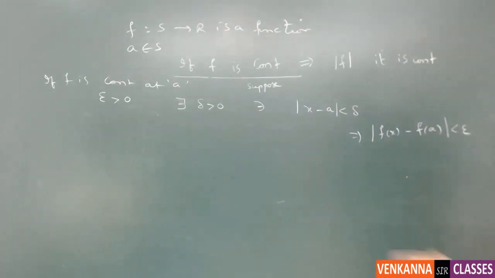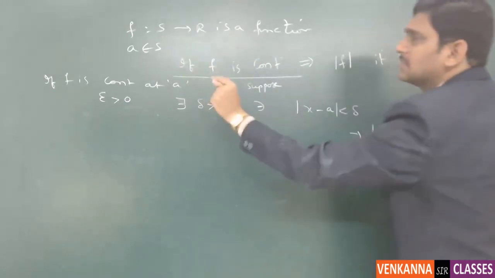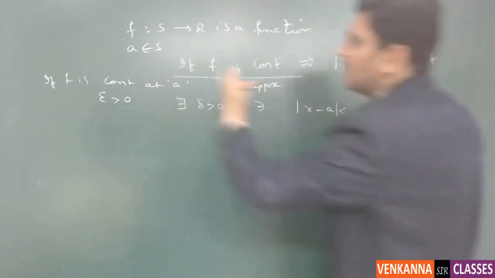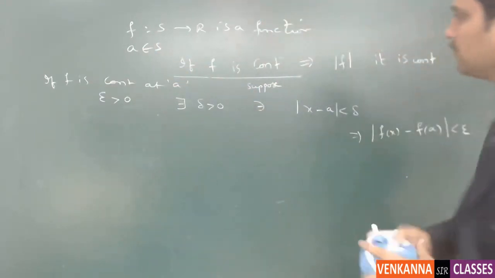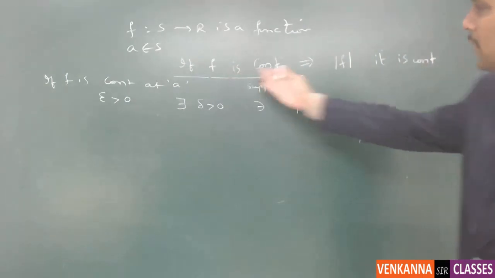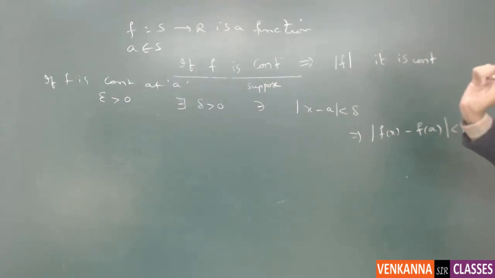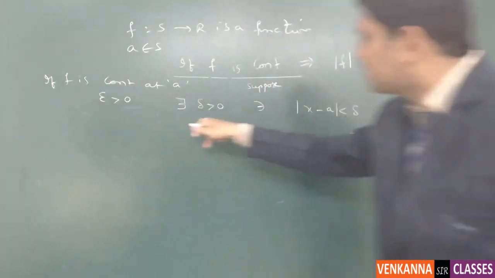So where are we? I have taken a function. The domain is S. I took a point A. Since the function is continuous, at every point it is continuous. So f is continuous at A. So by assuming this property, I am going to prove that mod f is continuous. That is my task. So since f is continuous at A, I have written the definition.